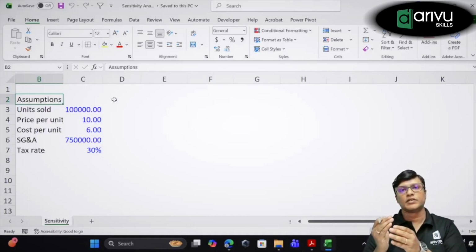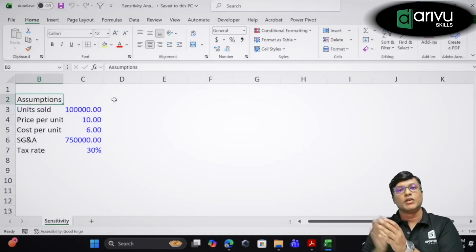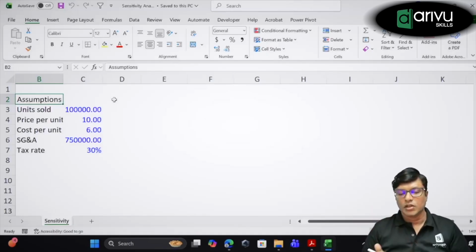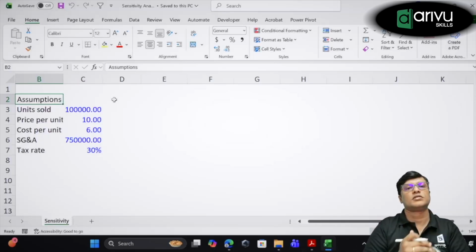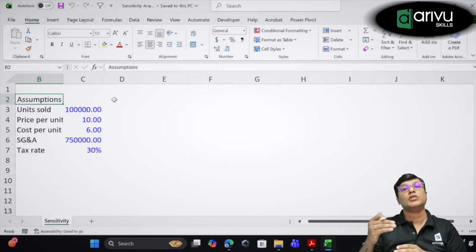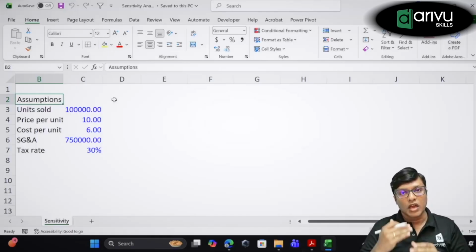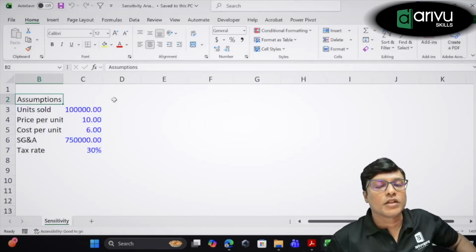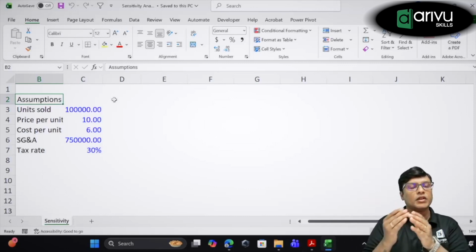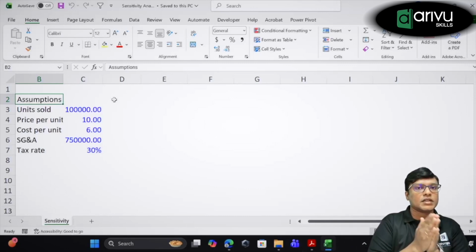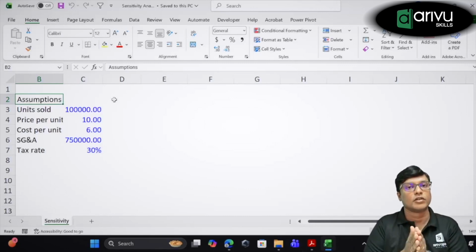So in the different scenarios, what shall be the different outputs? In the given case, they have given certain assumptions. Now based on these assumptions, we need to build a model. And based on the model, we have to apply the different combinations. So under the different combinations, that is where the sensitivity and scenario analysis comes into the picture.